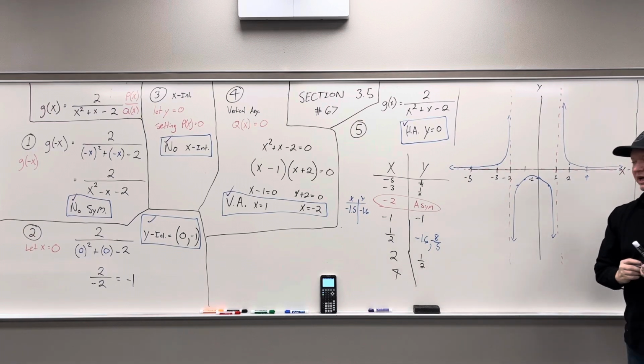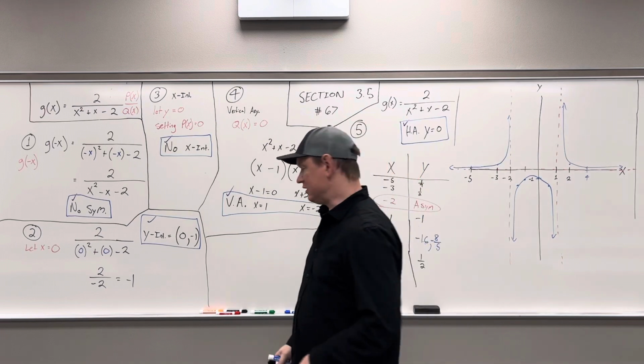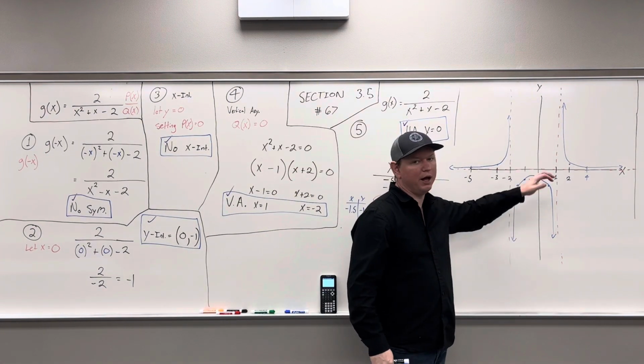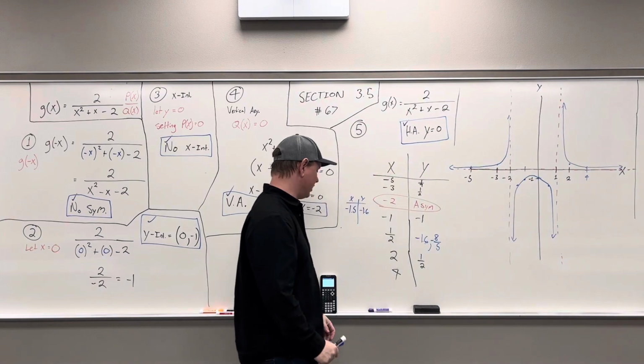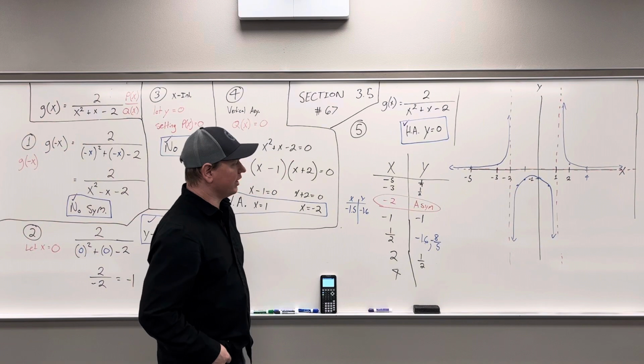And there you go. That is graphing number 67. And I think on the answer key there's an error. This is actually pointing up, and that's actually incorrect. That is your answer right there.